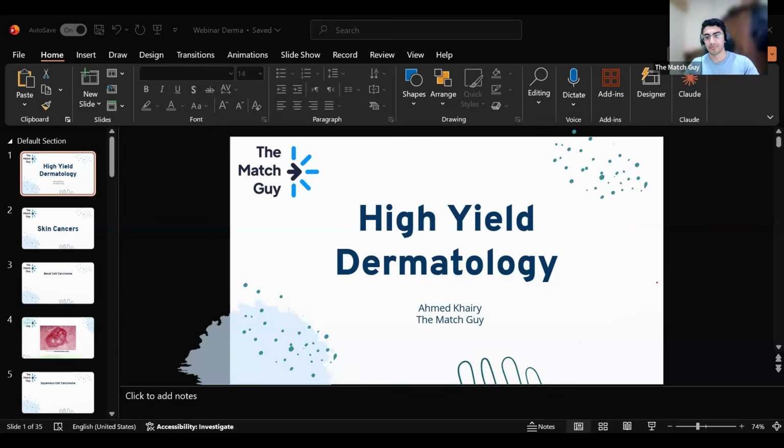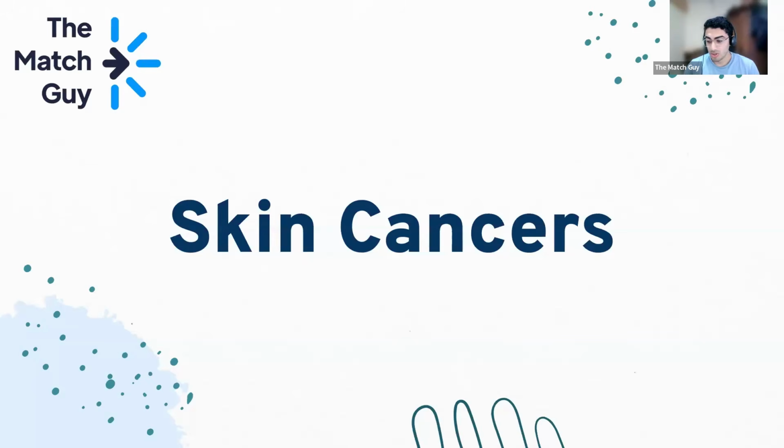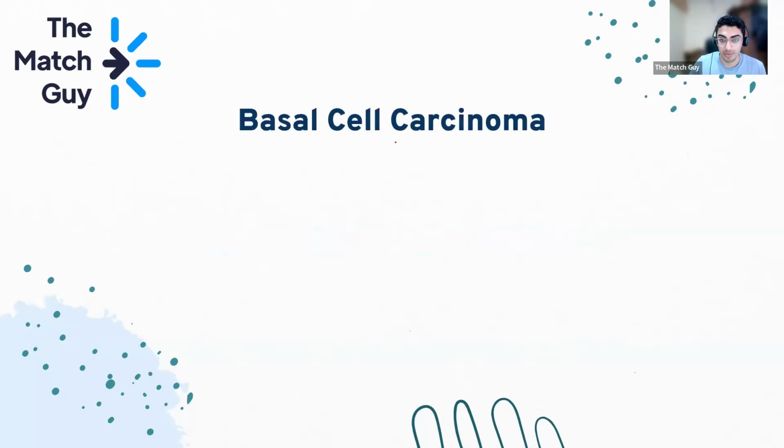So let's start. Okay, so we will start with the skin cancers. Usually for the skin cancers in the Step 1 exam, he will give you a picture or a description of the cancer. And after that, he might ask you about the histology or the risk factor for this cancer. So let's start with the basal cell carcinoma. How would he describe the basal cell carcinoma in the question?